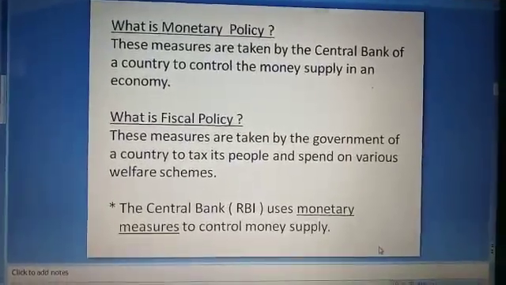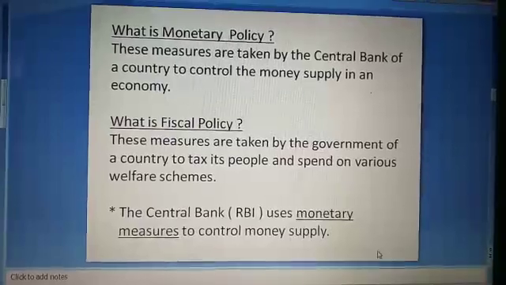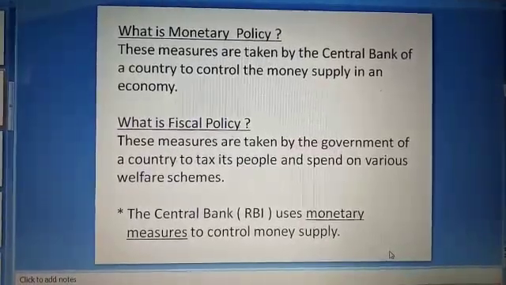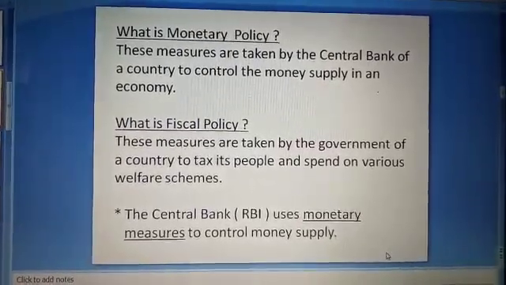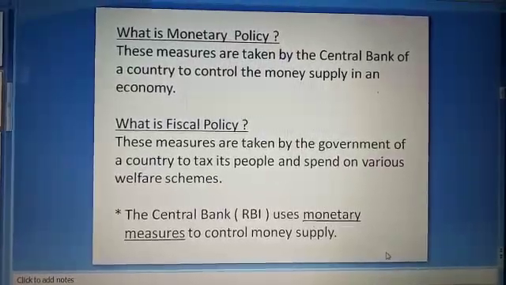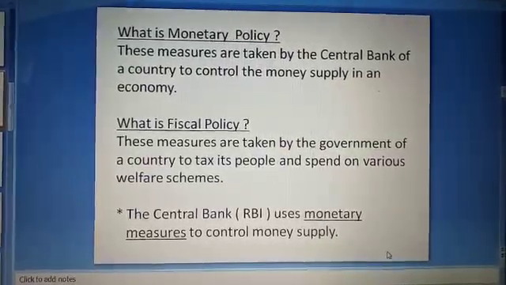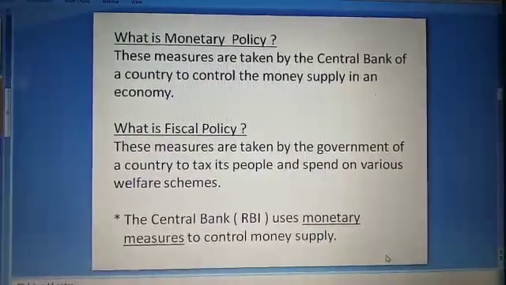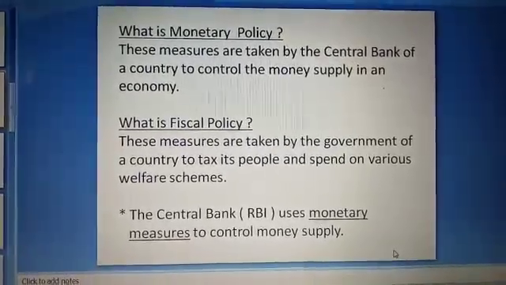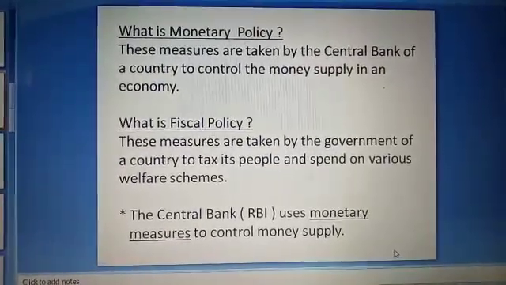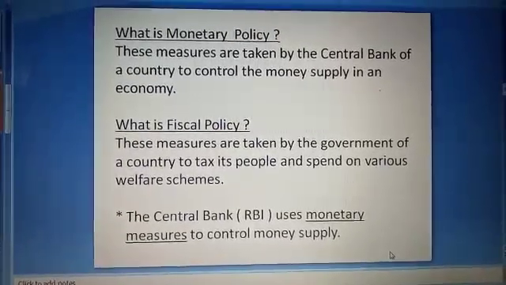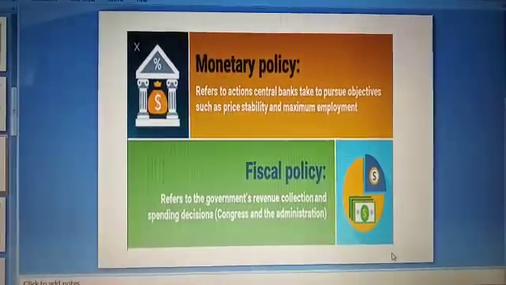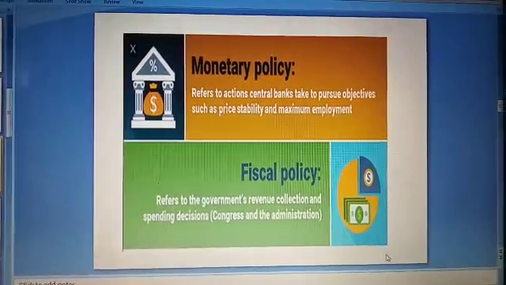Before we move on to discuss the functions of the central bank, let's understand what is monetary policy and fiscal policy. Now, monetary policy measures are taken by the central bank of a country to control the money supply in an economy. And fiscal policies are measures taken by the government of a country to tax its people and spend on various welfare schemes. Now, our central bank, which is the Reserve Bank of India, uses monetary measures to control money supply. Here you can see the objectives of both the policies.